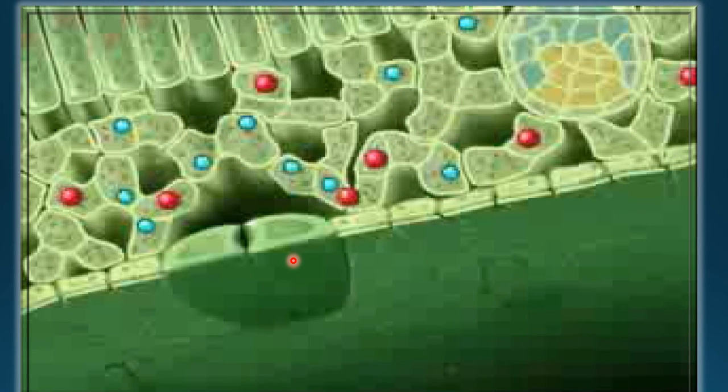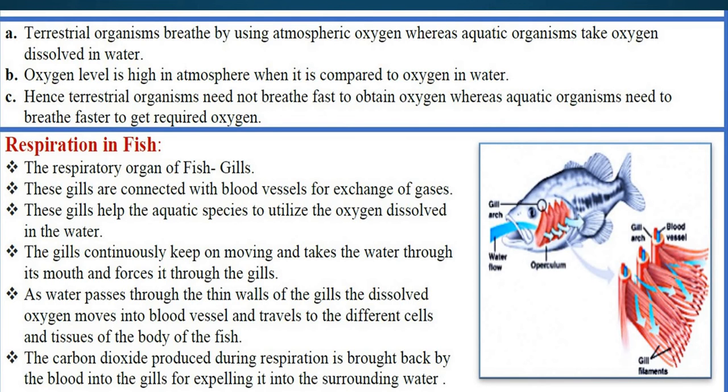Okay, now we will see further what is written here. Terrestrial organisms breathe using atmospheric oxygen. Obviously, terrestrial organisms like us use atmospheric oxygen, the oxygen present in the atmosphere, whereas aquatic organisms, that is organisms which live under water, take oxygen dissolved in water.